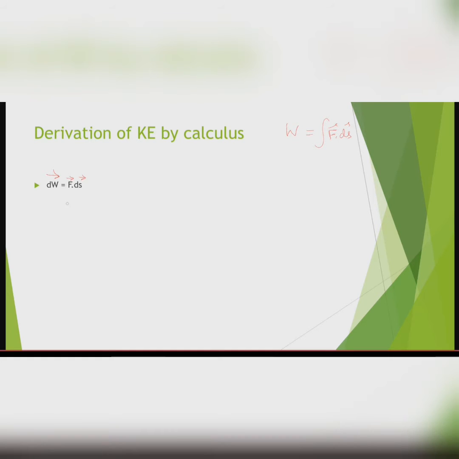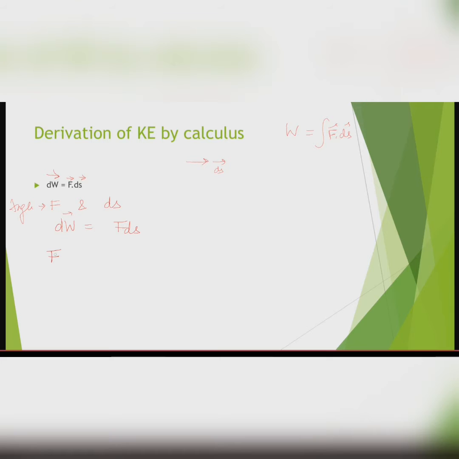In that case, what would be the angle between force and displacement? You're applying a force like this, and the object is moving in the same direction. What's the angle? 0 degree. Simple. So in that case, our expression for dW, the small amount of work done, becomes F ds. Now we have removed the dot product.